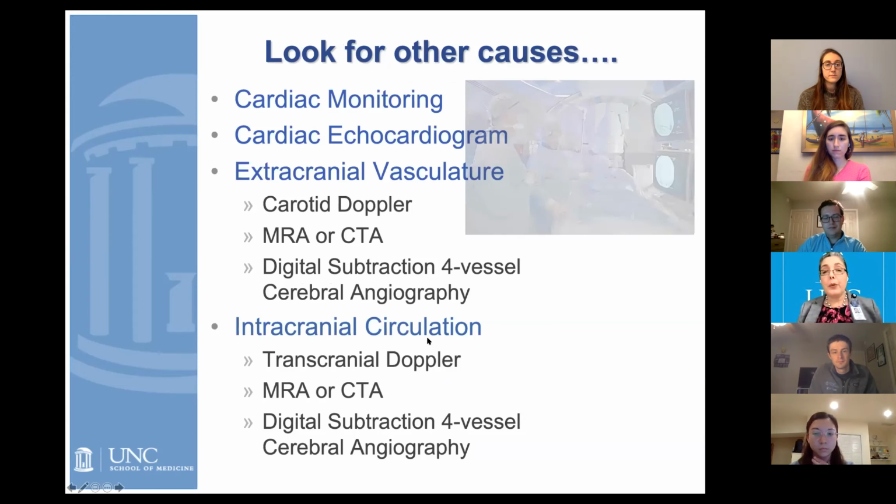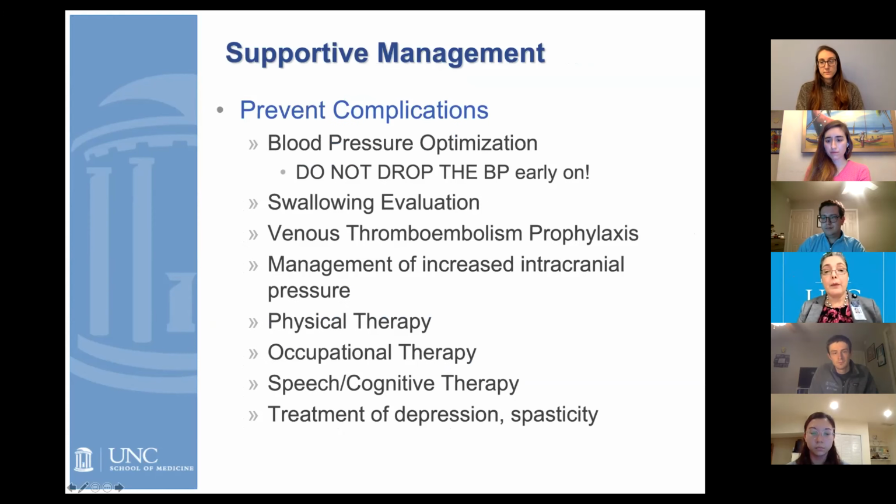The intracranial circulation simply refers to the blood vessels within the brain and skull. And those are harder to see for obvious reasons. But again, MRA has really made it so easy that we typically don't use the others unless absolutely necessary.